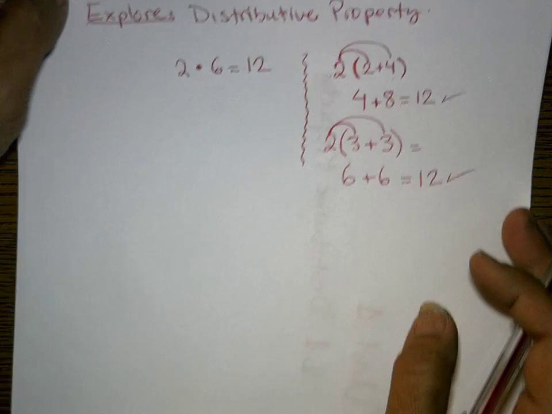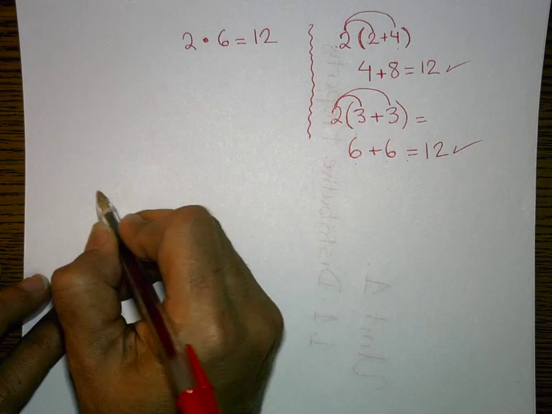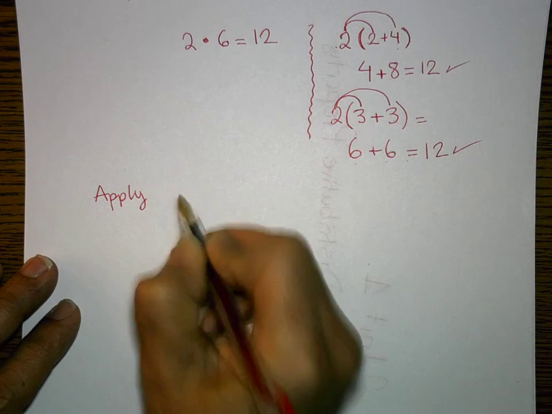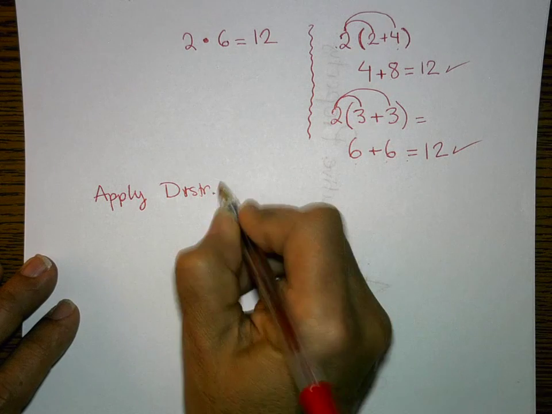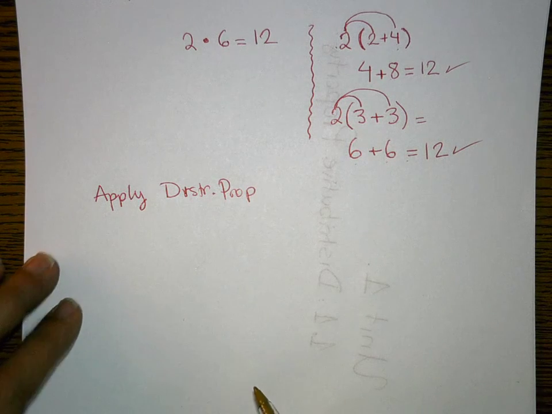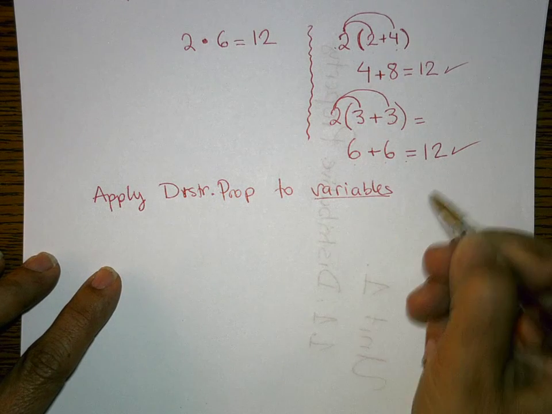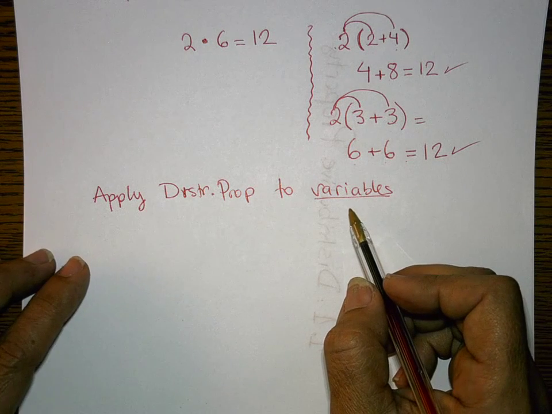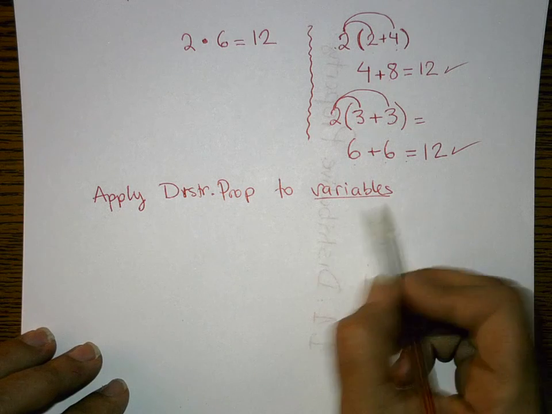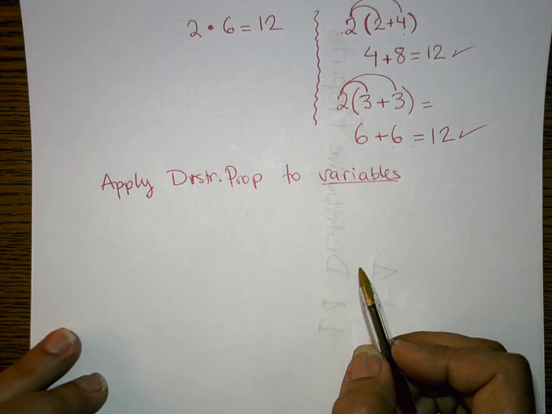Can we apply this property now that we are in much higher math? Can we apply the distributive property to variables? We sure can. Let's apply the distributive property to variables. Now remember, variables are just letters of the alphabet that we use to represent a number, an unknown number. We don't know what that number is, so we pick a letter of the alphabet, X, Y, Z, any letter, to represent it.